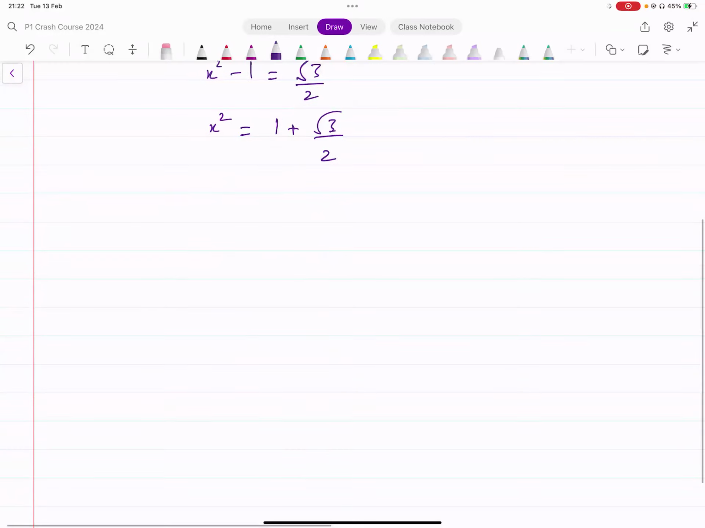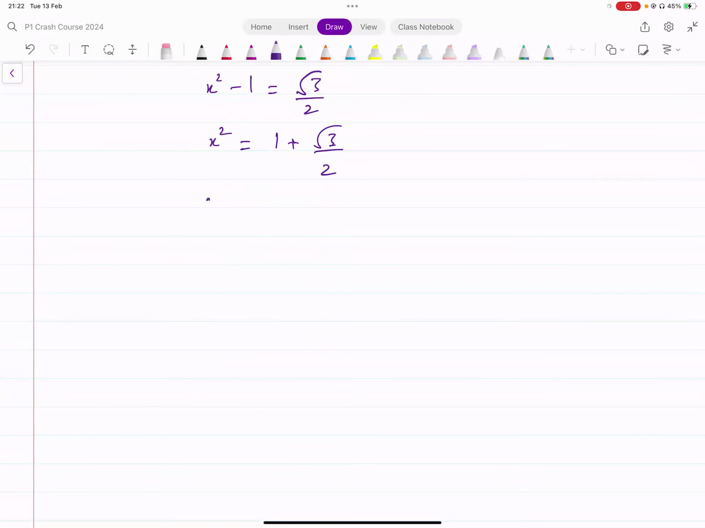Now, what do we do then? We take square root. But remember, when we take square root, we always put plus minus. So you have 1 plus under root 3 over 2, and then square root of that whole thing. What do you get?